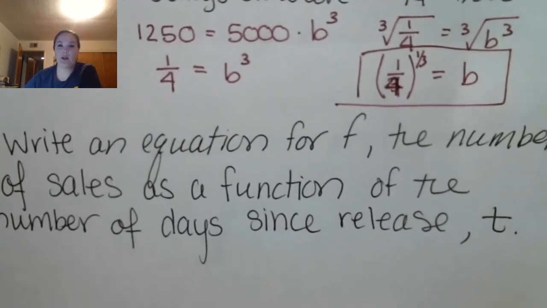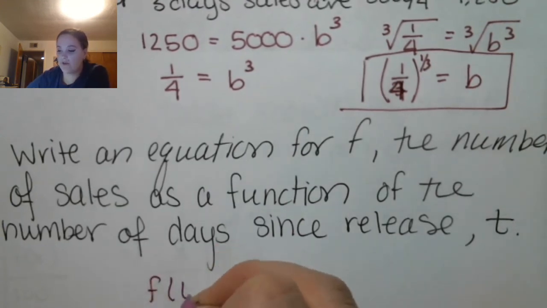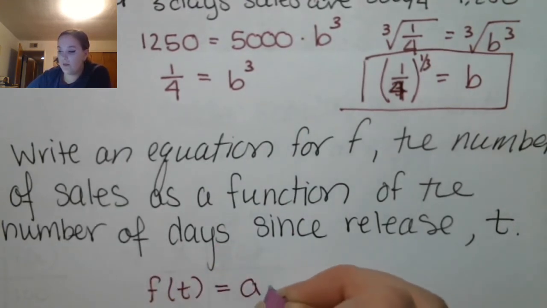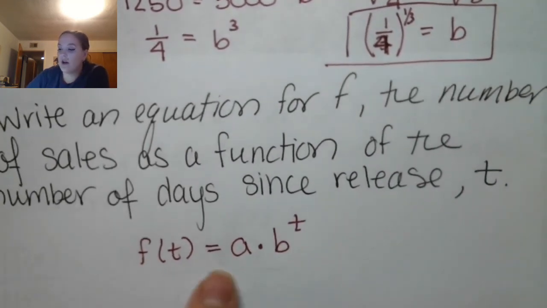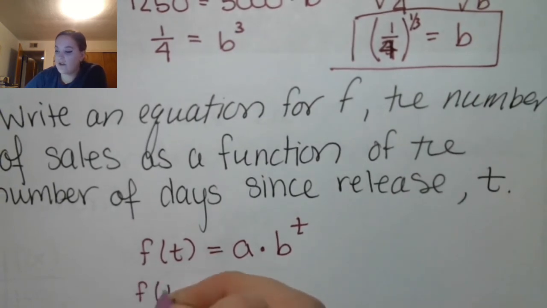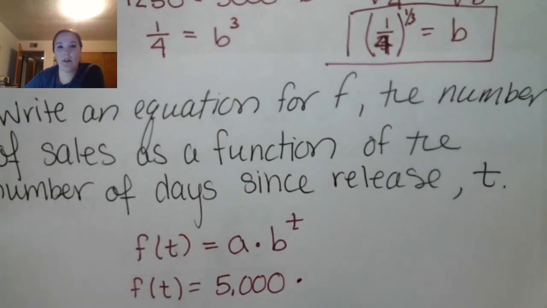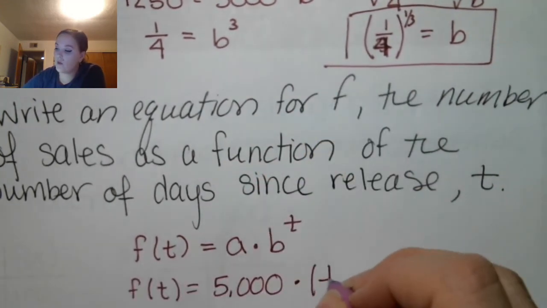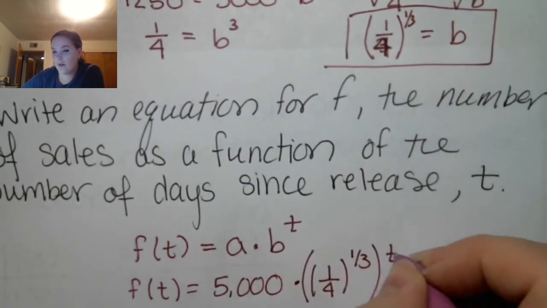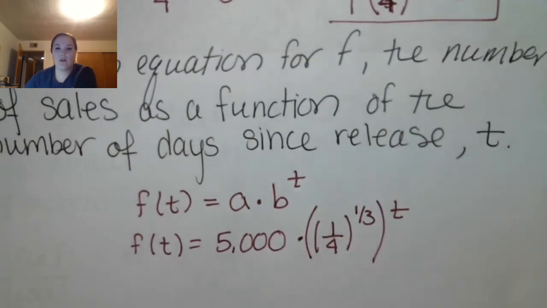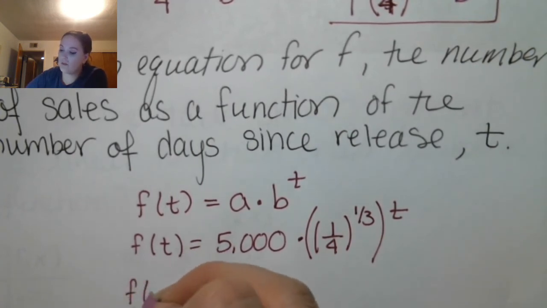Then it says, write an equation for F, the number of sales as a function of the days since release. So we're going to have F of T, and again, we know that it's going to be the A times B to the T format. Okay, we're going to fill in our initial amount, which was 5,000. Okay, and then we're going to fill in our value for B, which was 1/4 to the 1/3 power. Okay, and the only thing we're going to do to simplify is we have an exponent to an exponent, so we know that we need to multiply them.